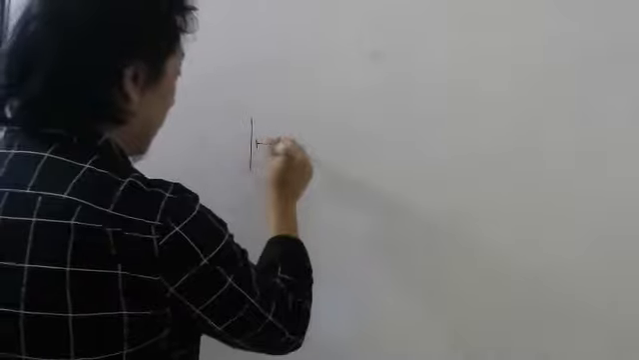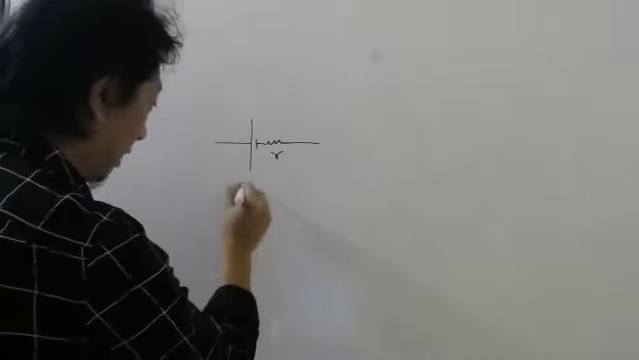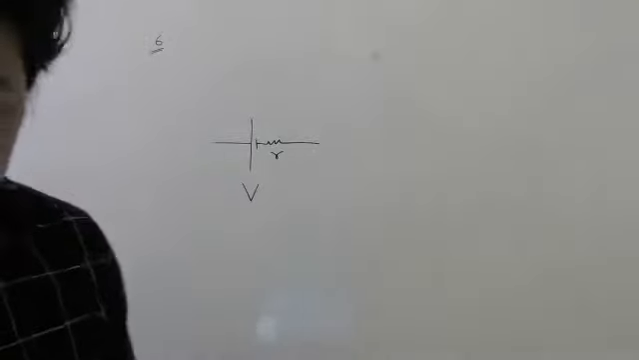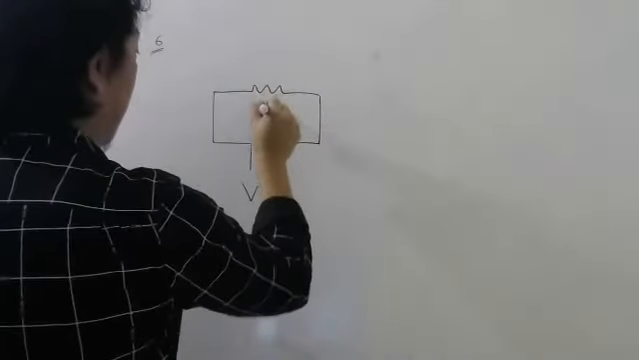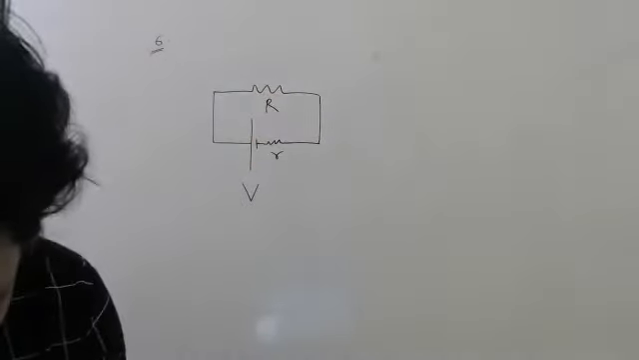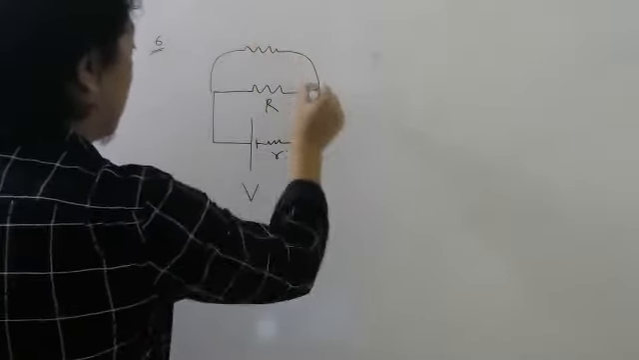Question number 6. A diagram is missing. So first you draw the diagram. There is a cell with internal resistance r, and for EMF they are writing V itself. So you have to be a little careful. And there is an external resistance, capital R. And to this external resistance, they are connecting another resistance in parallel.